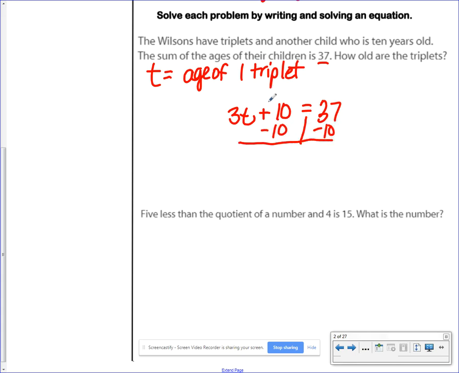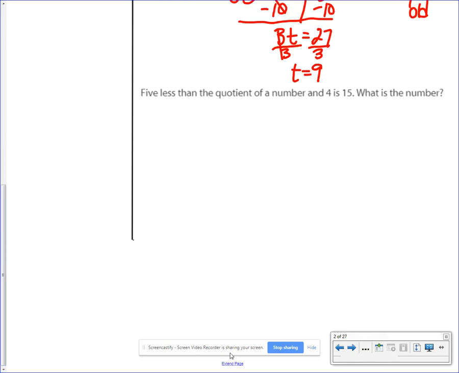I should see a subtracting 10 on each side. Then I should see dividing by 3 on each side, so that T equals 9. Your final answer is 9 years old. That's how old each of the triplets are. Ooh, I love these ones.